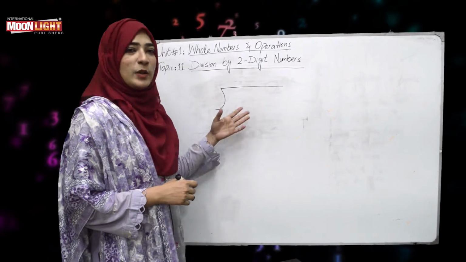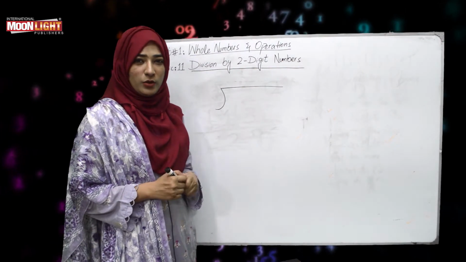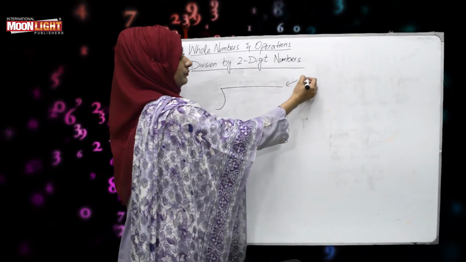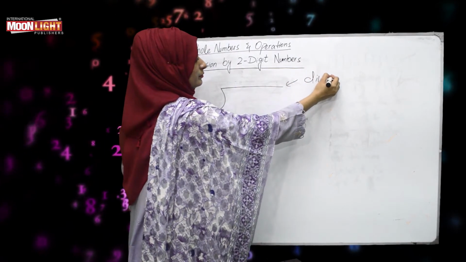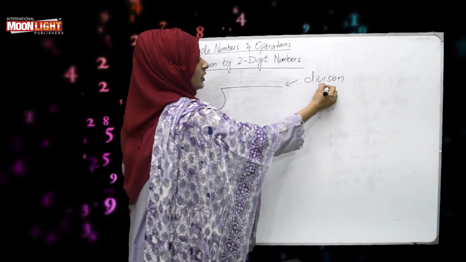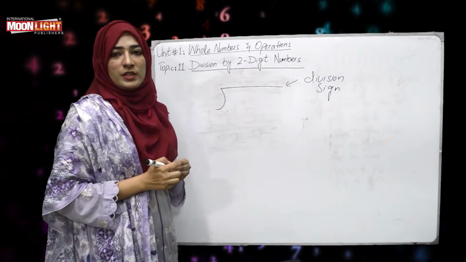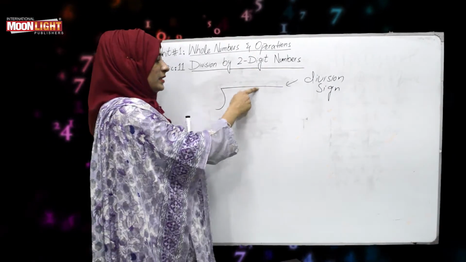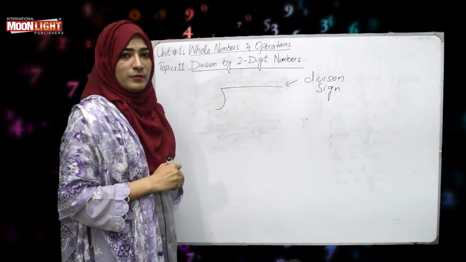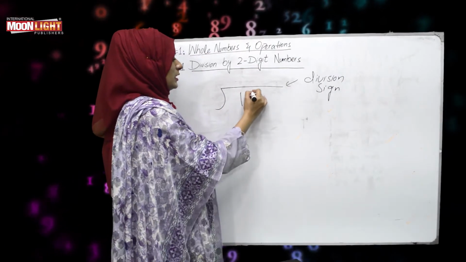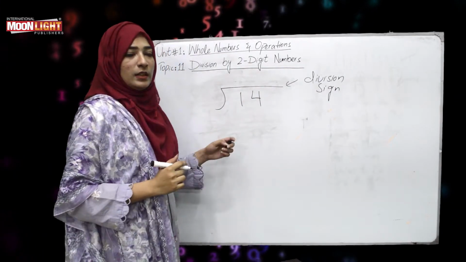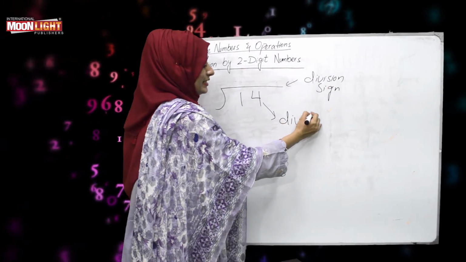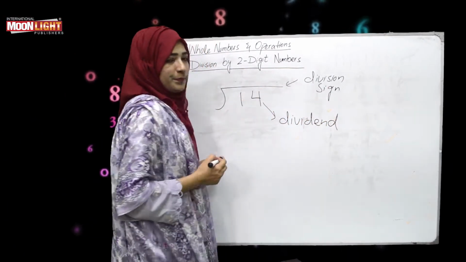You may have seen this sign whenever there is a division related question, but do you know what this sign is really called? This sign is known as division sign. We also call it long division sign too. And whatever the number that we write inside this division sign is known as dividend. For example, if you write 14 under this sign, the 14 will be known as dividend because this number needs to be divided.